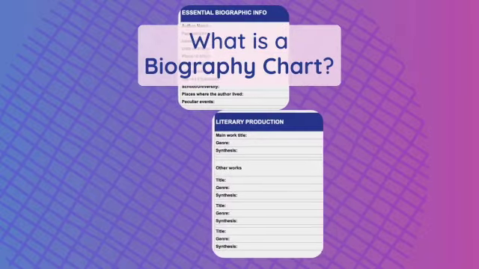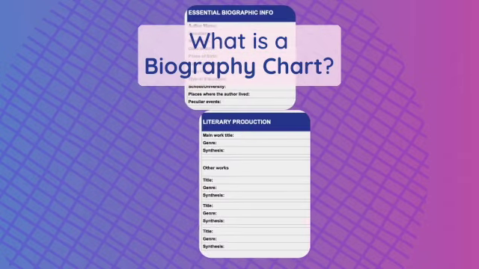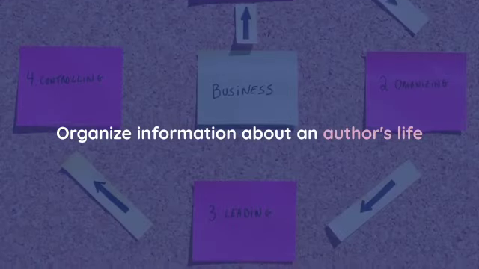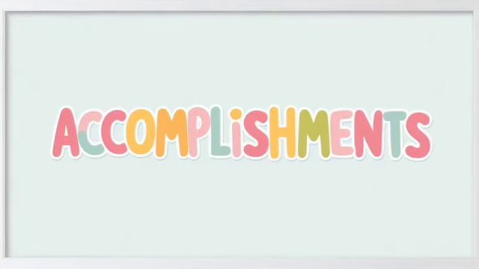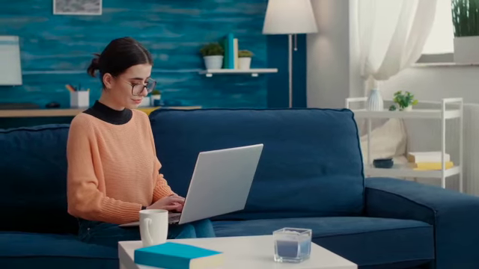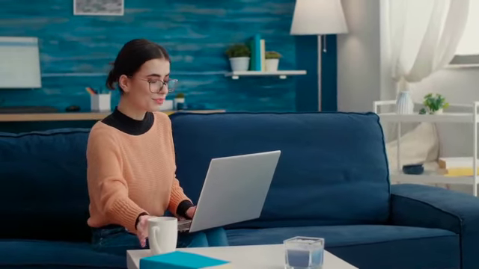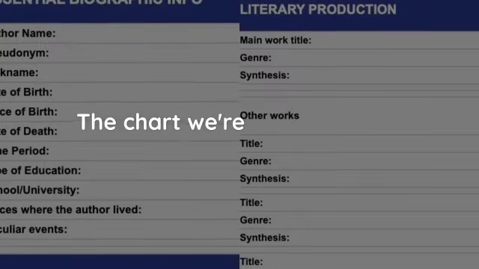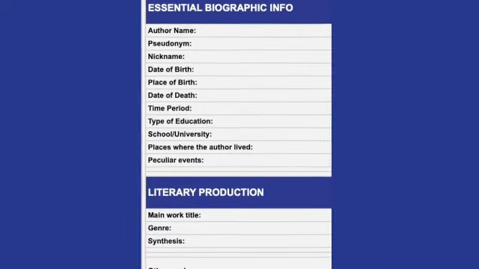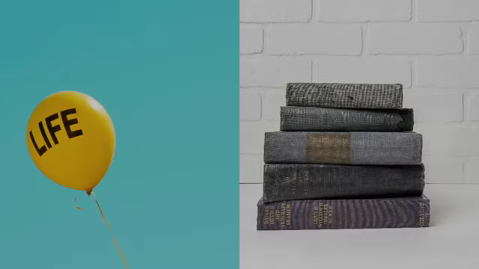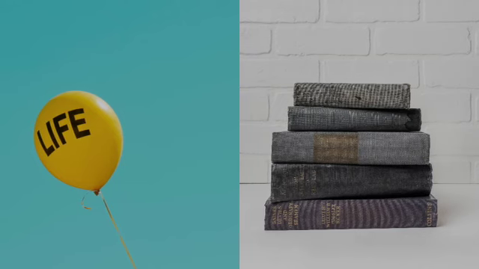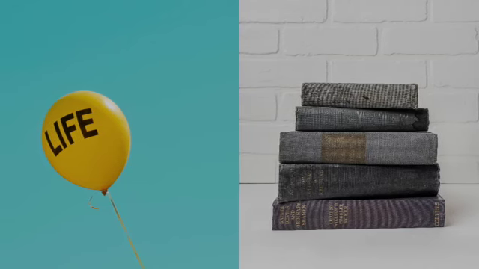A biography chart is a simple and effective tool to organize information about an author's life. It allows you to capture key events, relationships, and accomplishments in a clear and structured way. This type of chart is particularly useful for students or teachers who need to summarize complex information in an accessible format. The chart we're using today is divided into two main sections: essential biographic info and literary production. It makes it easy to focus on both personal details and professional achievements.